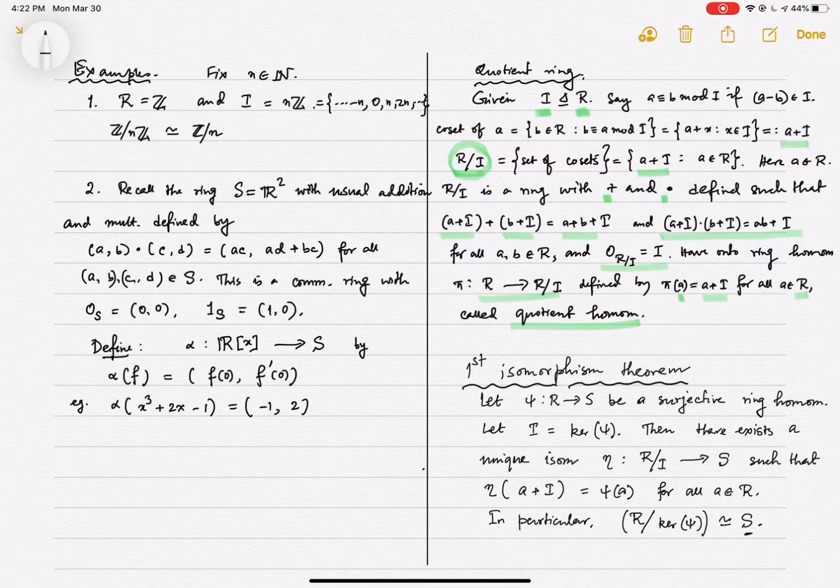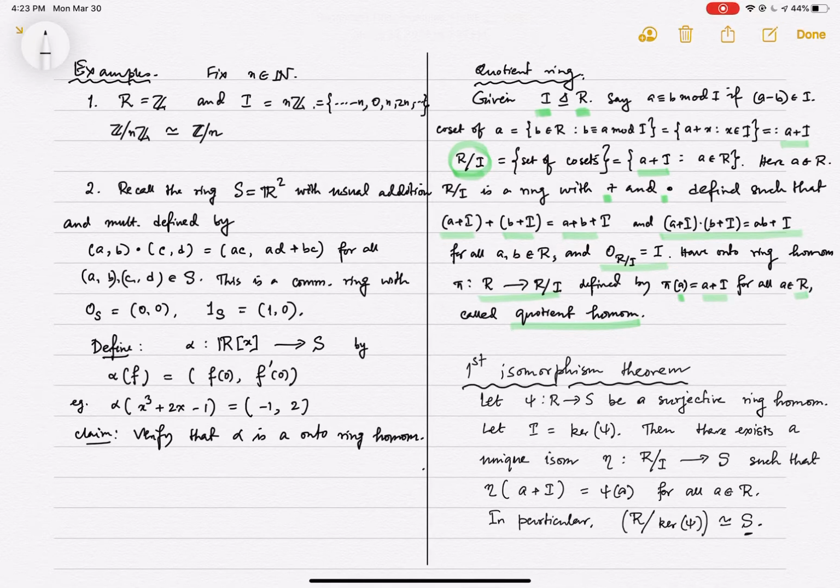The claim is twofold. First, verify that alpha is an onto ring homomorphism. The addition is clear: if you add two functions and apply alpha, then you'll get the sum of the corresponding things. But you really need to check that the multiplication is preserved, that alpha preserves multiplication.